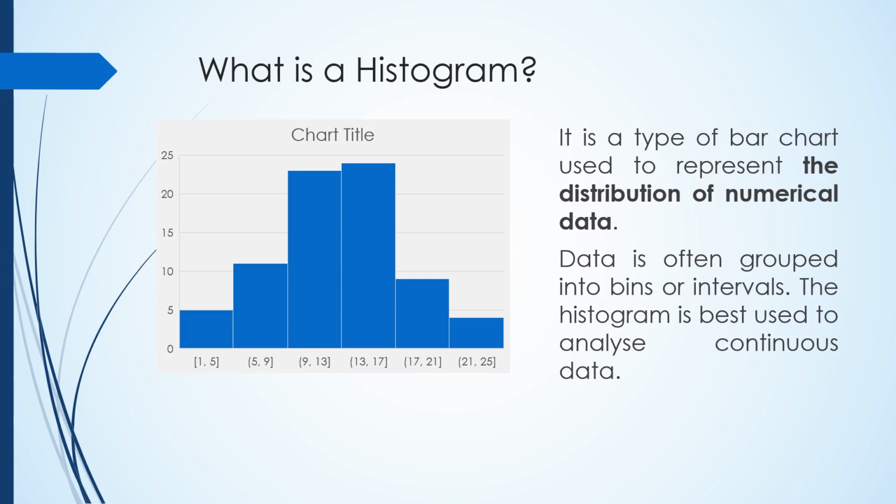For example, if you have a dataset of student test scores, a histogram can help you see how many students scored within a certain range. For example, 50 to 60, 60 to 70, 70 to 80. This helps identify trends such as whether most students performed well or if the scores are widely spread out.